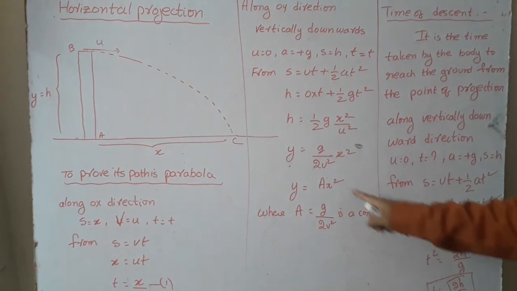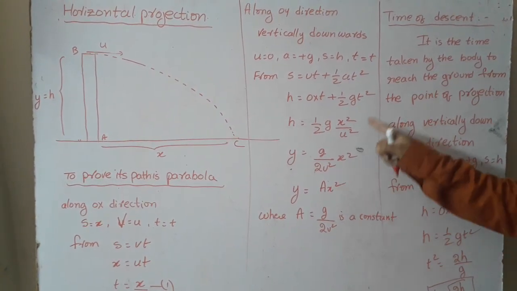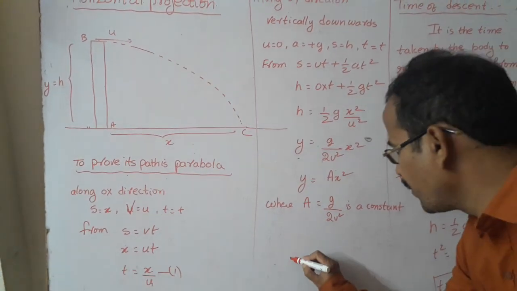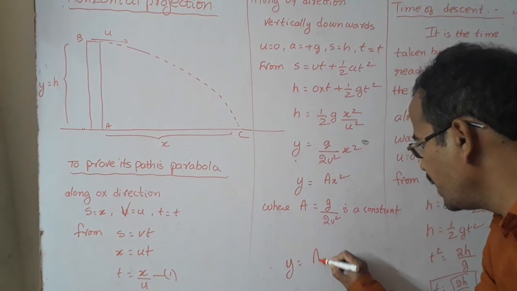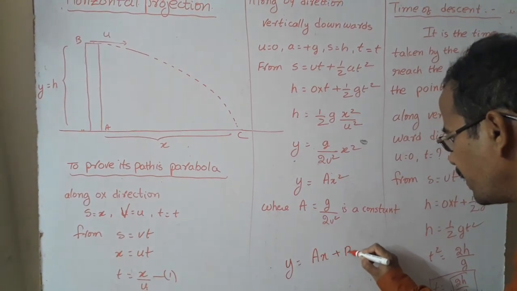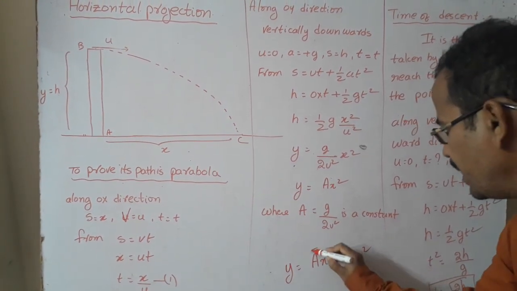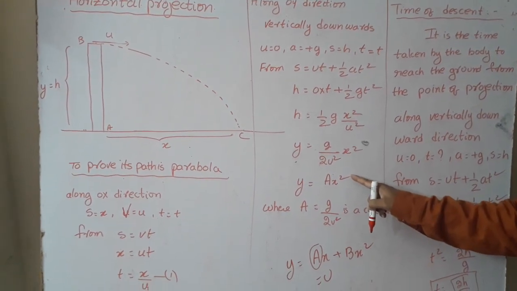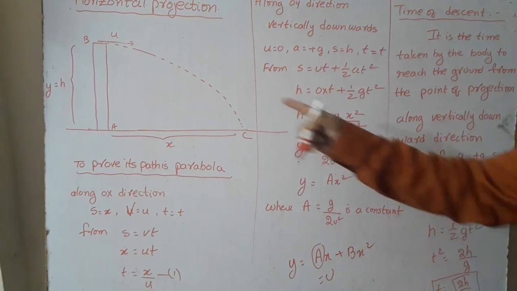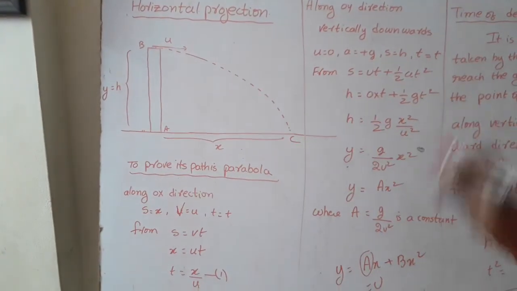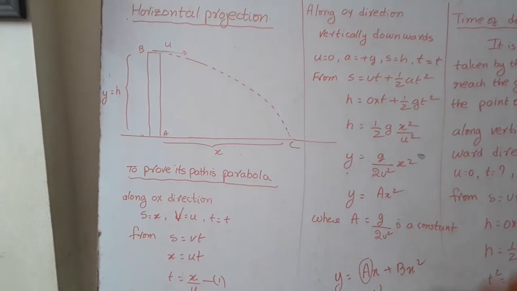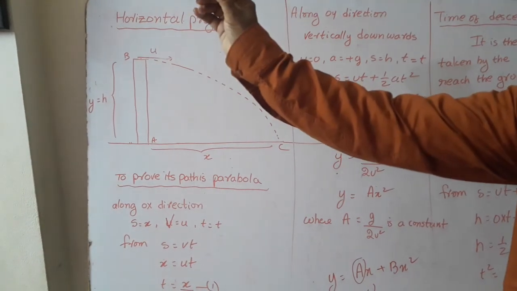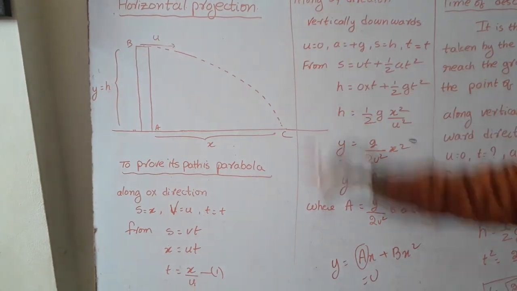constant. This equation is similar to the parabolic equation, that is y is equal to ax plus bx square. Here a is nothing but 0. This equation is similar to a parabolic equation, so its path is a parabola. That is our first confirmation. When a body is projected horizontally from the top of a tower, its path is a parabola.